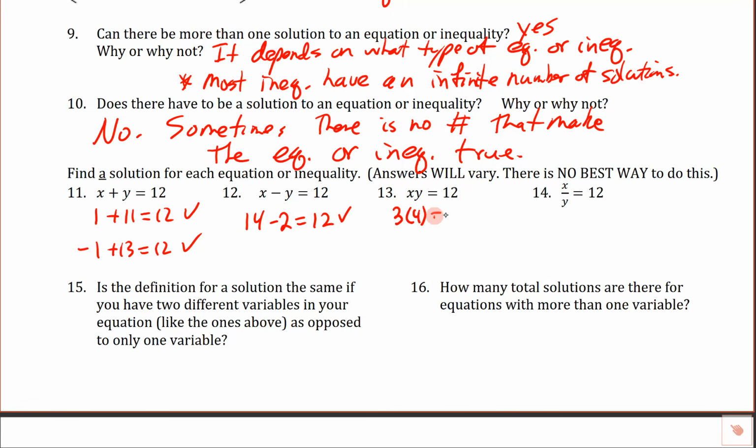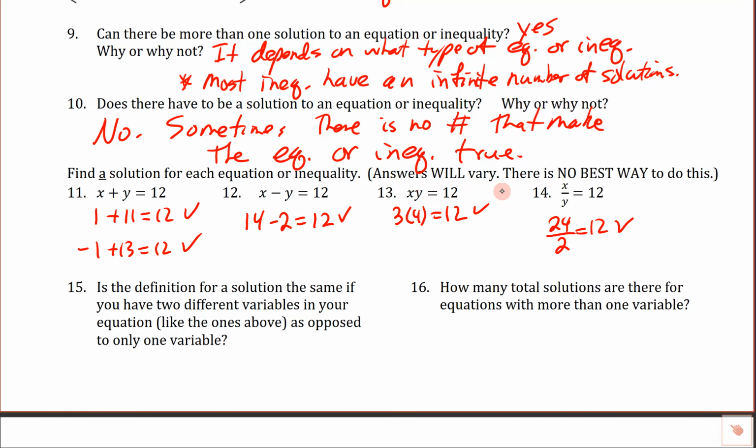We need some numbers that multiply to be 12. 3 and 4. If x was 3 and y was 4, that would work out. If I did a 1 and a 12, or a -6 and a -2 or something like that, that would be totally okay. And then I need a division problem. I need two numbers that when I divide them, I end up with 12. Well, let's do 24 divided by 2. That would be 12. So all of those would check out.